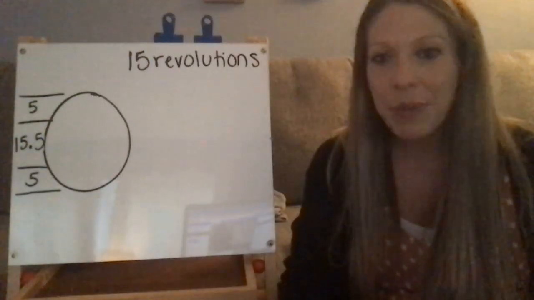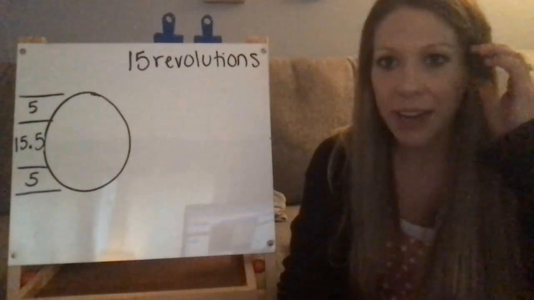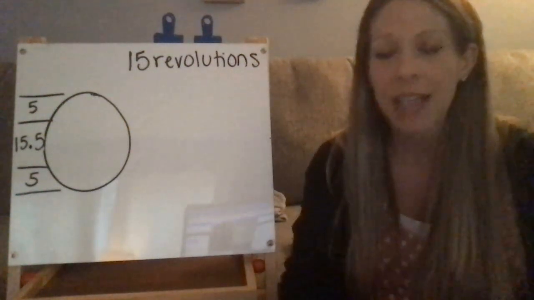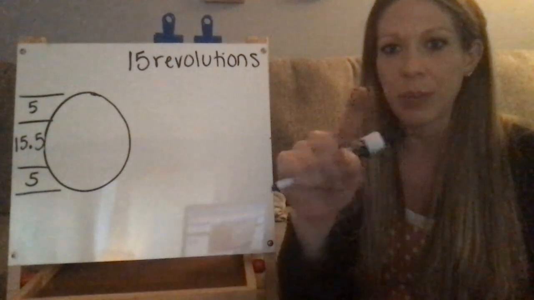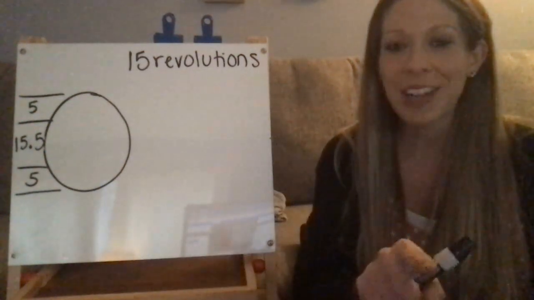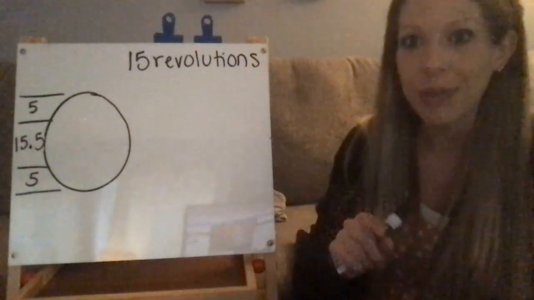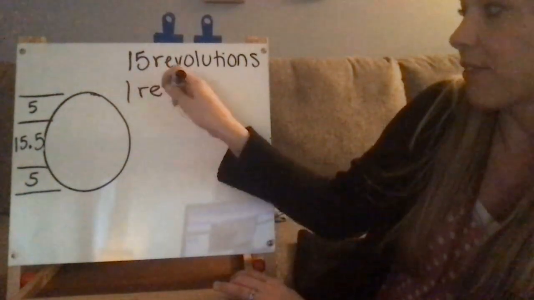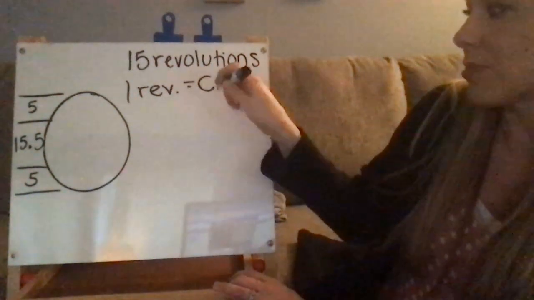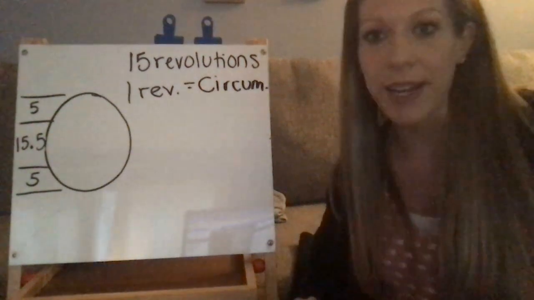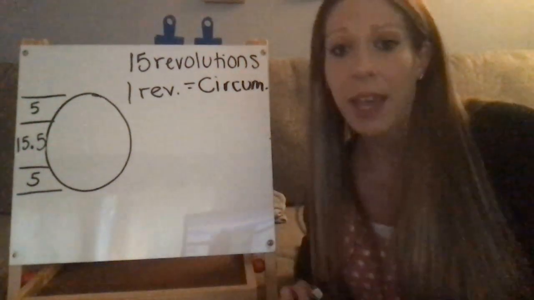On slide 2, we want to know how far this tire is going to travel if it makes 15 revolutions. So think about 1 revolution. So we're going around 1 time. That is talking about the circumference. So whenever you see the word revolution, think circumference. 1 revolution is really just the circumference. All right, so let's start by finding the circumference of this wheel.